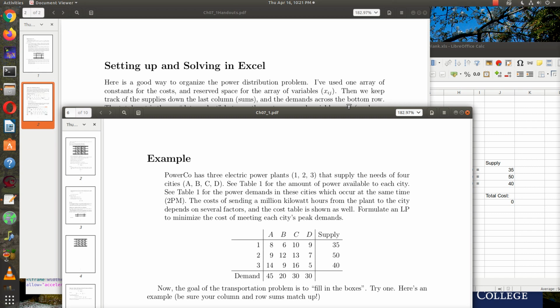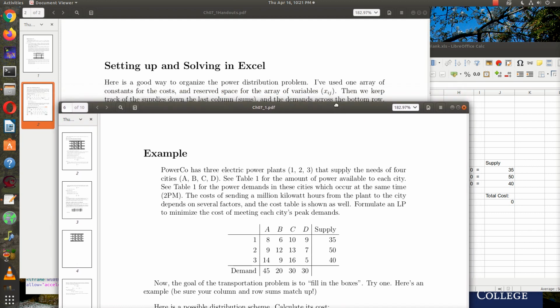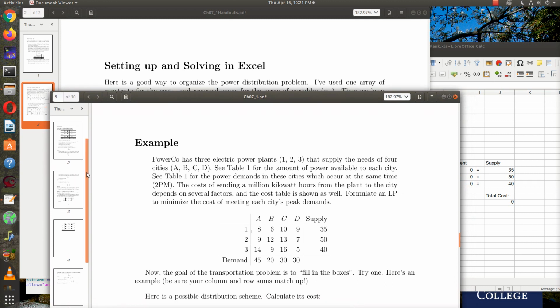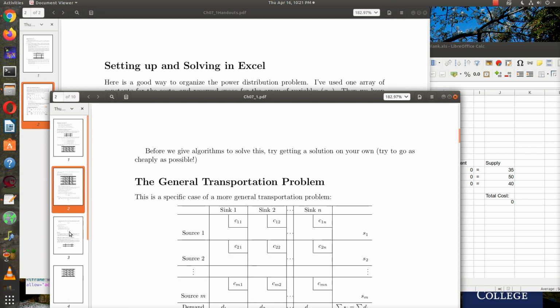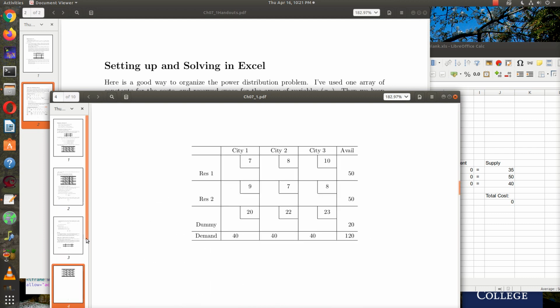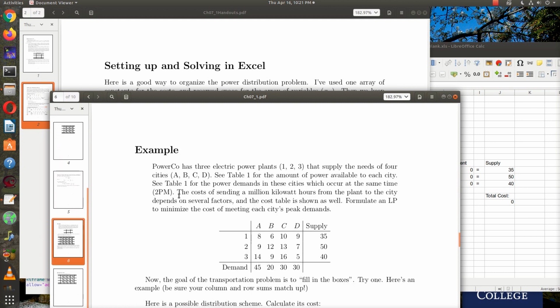I just wanted to take a moment here in 7.1 to talk about how to solve some of these problems in Excel. I've got a couple of the handouts posted here. The first page is the transportation problem notes, and if you scroll down a little, you'll see a power distribution problem. That's the one we're thinking about.